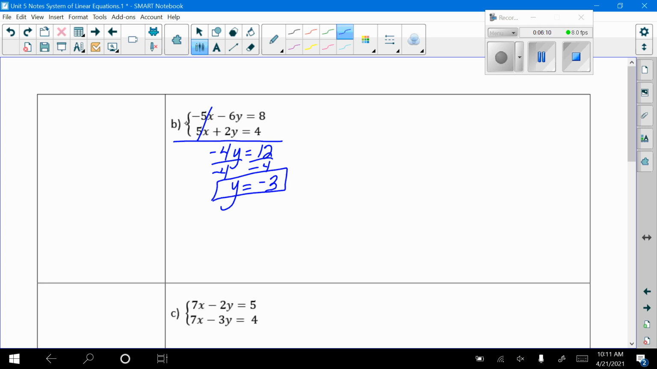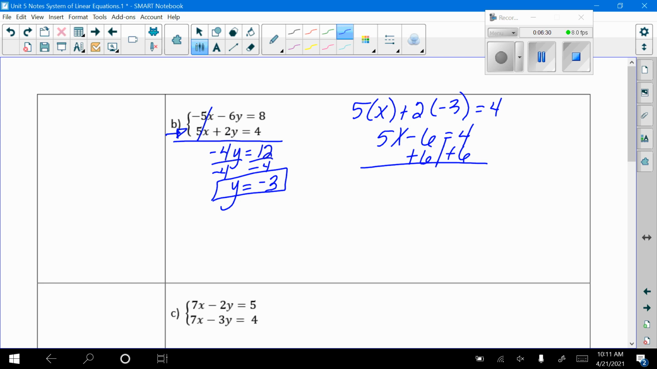Plug it back in. In this case, I'm going to choose my bottom one because there are fewer negatives. So I'm going to say 5 times x plus 2 times negative 3 equals 4. 5x minus 6 equals 4. Add 6 to both sides. I get 5x equals 10. Divide by 5. x equals 2. So write it as an ordered pair, 2, negative 3. That is the solution.